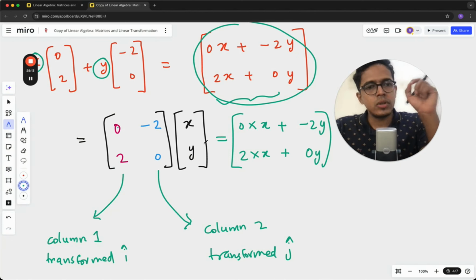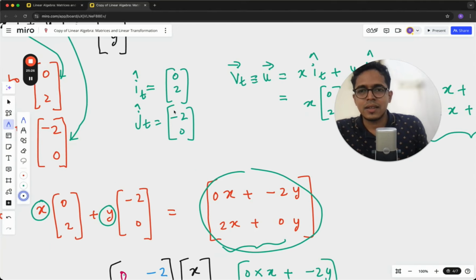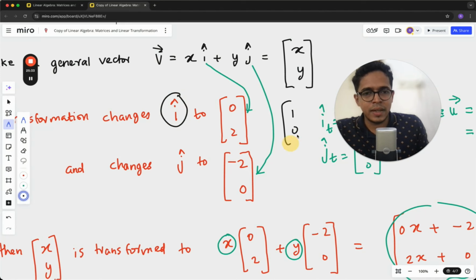But there is one more thing I want you to note here. The columns of this matrix, this is called the transformation matrix, by the way. Just focus on the columns. The first column, which is 0, 2, is the same as the transformed vector. Originally, i was 1, 0, the original basis vector of i. j is 0, 1. So i got transformed to 0, 2 and j got transformed to minus 2, 0.